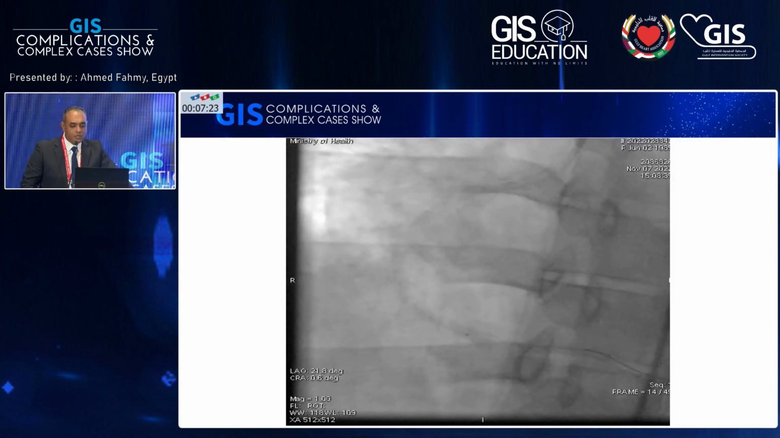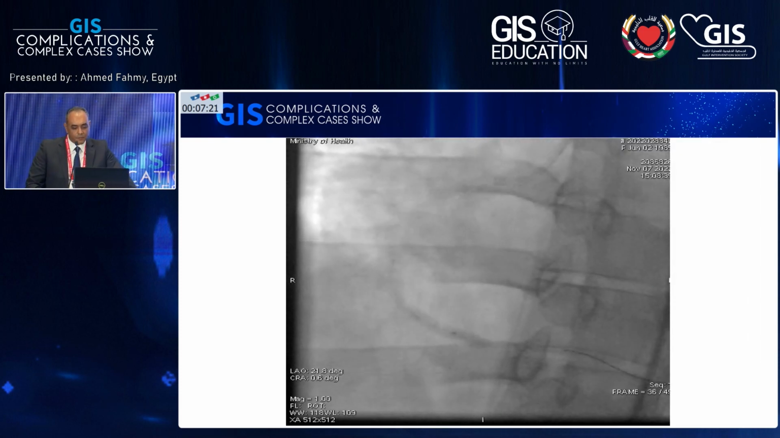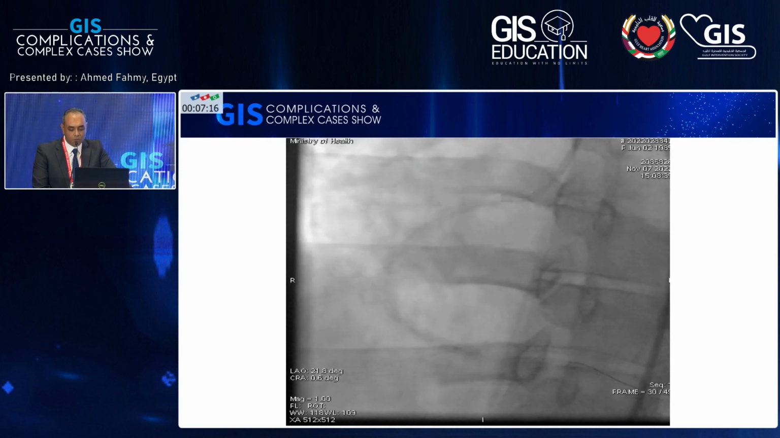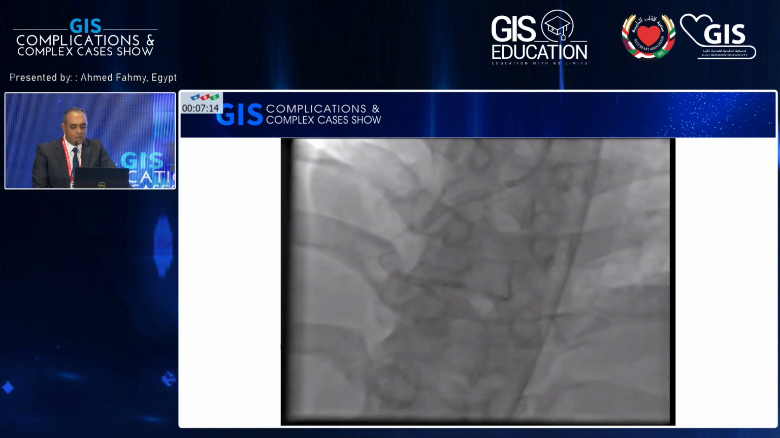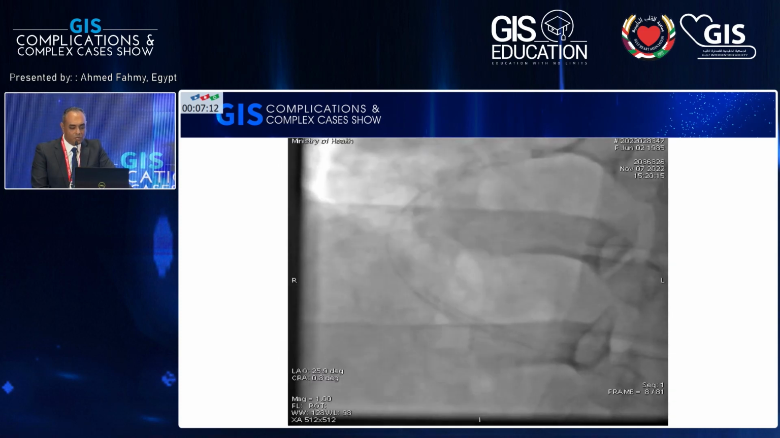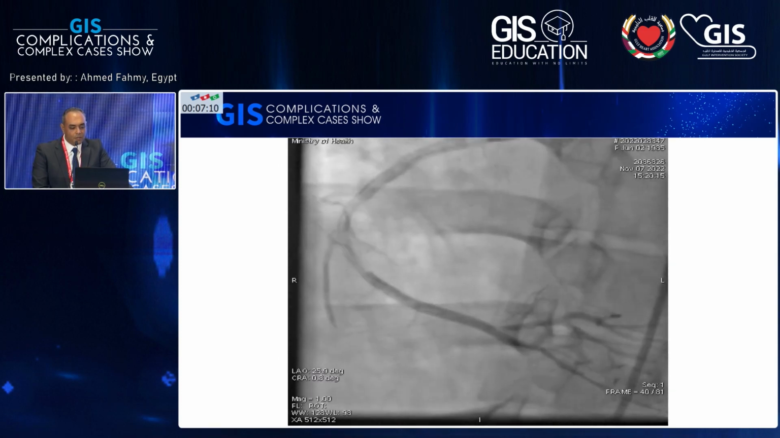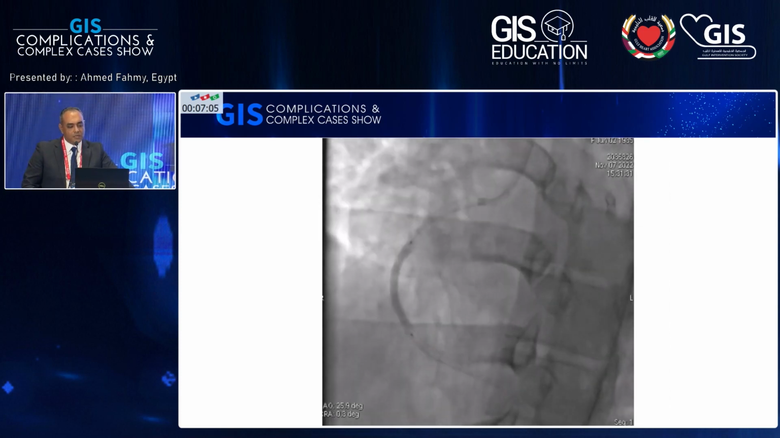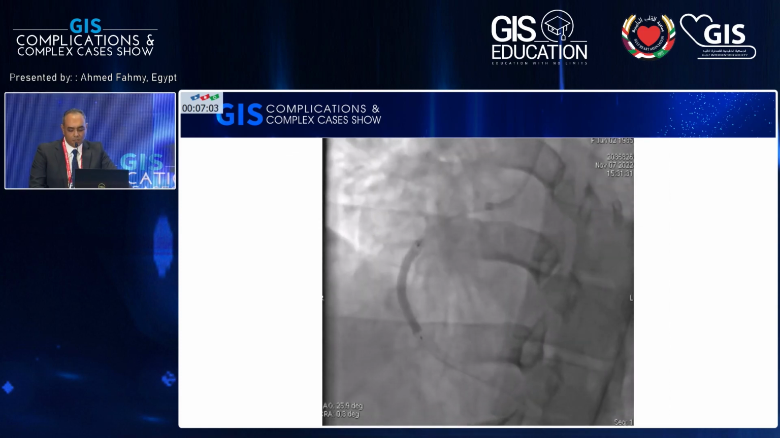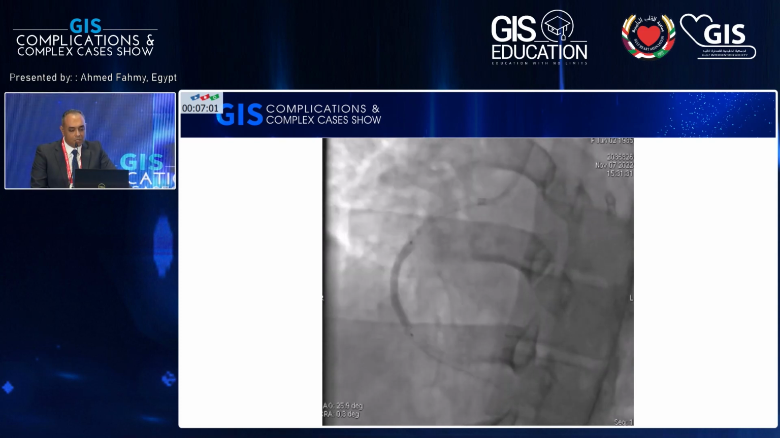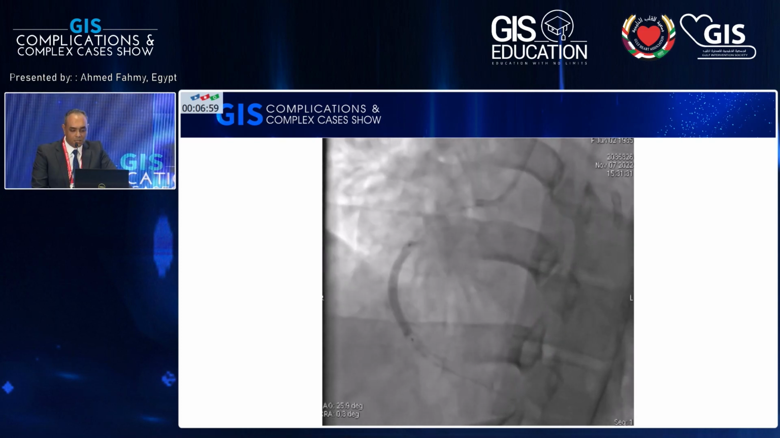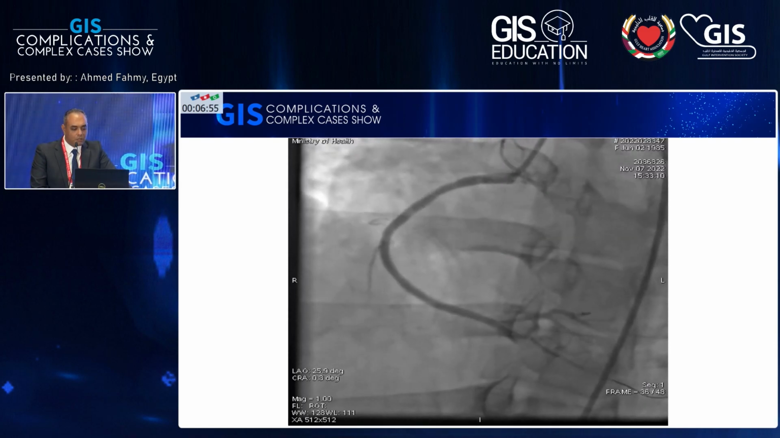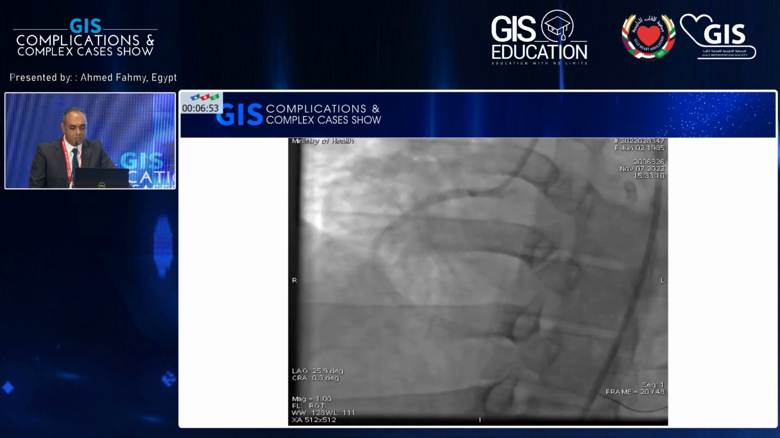Fortunately, I introduced another run-through wire, and it was in the true lumen. This time, the stent was introduced distal to the distal stent. And the distal flow was good. Another stent was put in the mid segment of the RCA. Here, the patient was resuscitated and regained her circulatory support. And this is the final result.